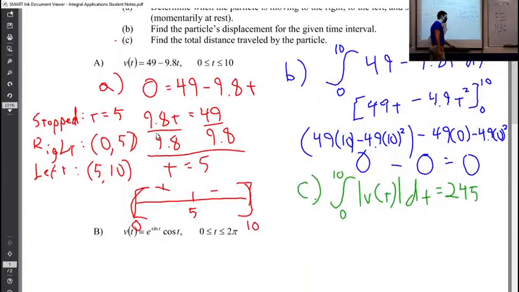If velocity is in meters per second, what is this answer in? Meters.